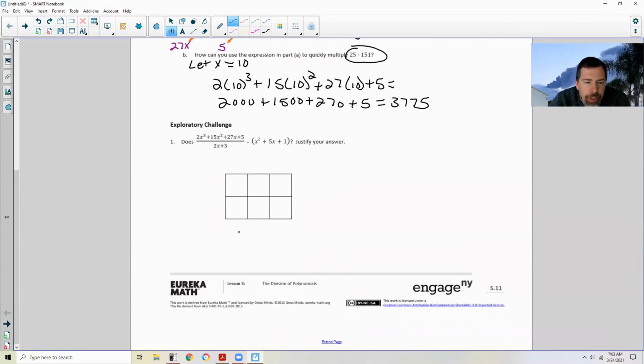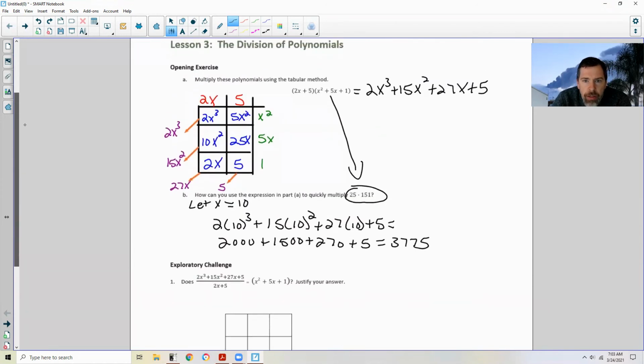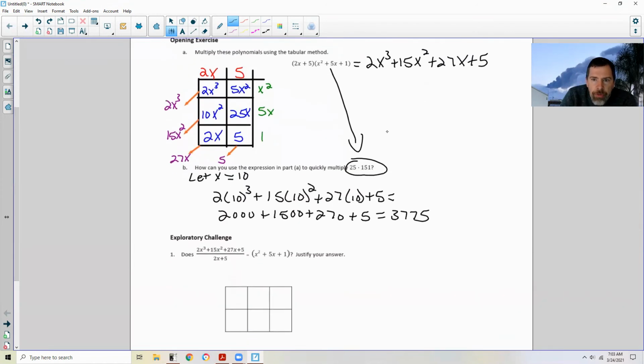All right, exploratory challenge 1. Does 2x cubed plus 15x squared plus 27x plus 5 divided by 2x plus 5 equal x squared plus 5x plus 1? Justify your answer. All right, so what are they doing here? Well, they're taking our answer right here and putting it in the numerator. And they're dividing by this factor and calling it the denominator. And we're getting the other factor of this product.